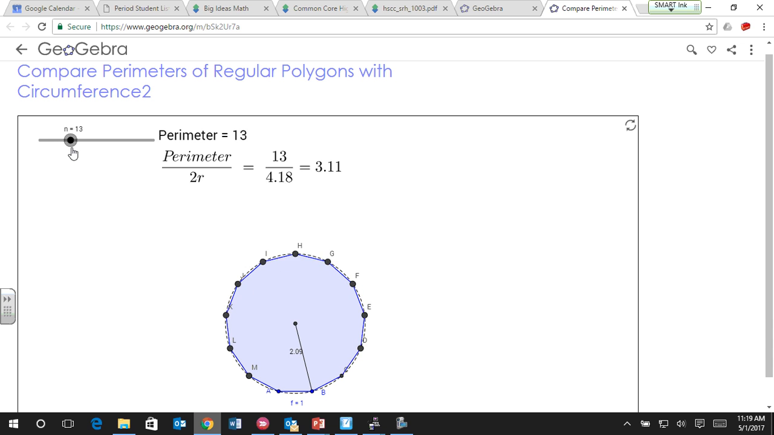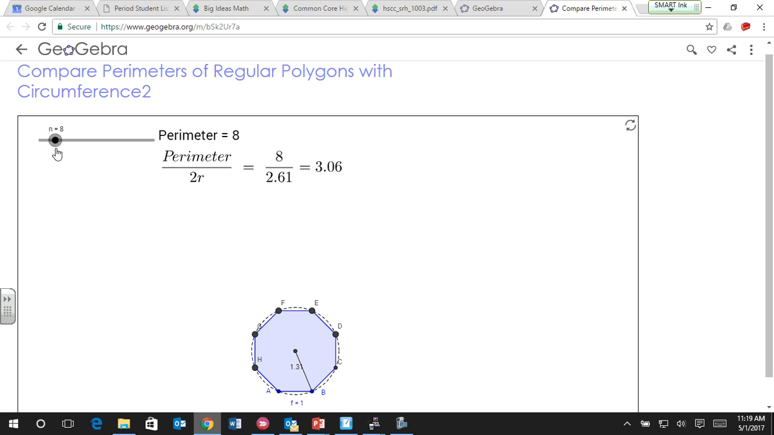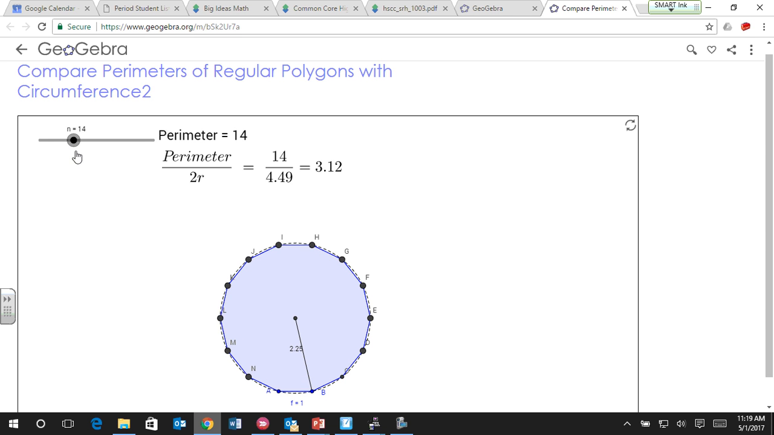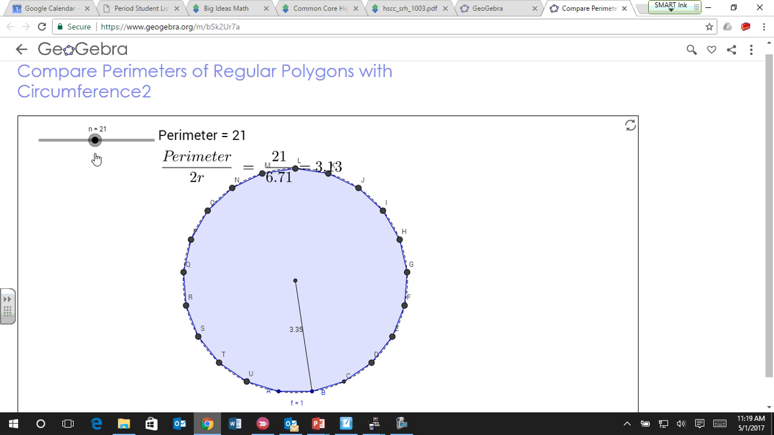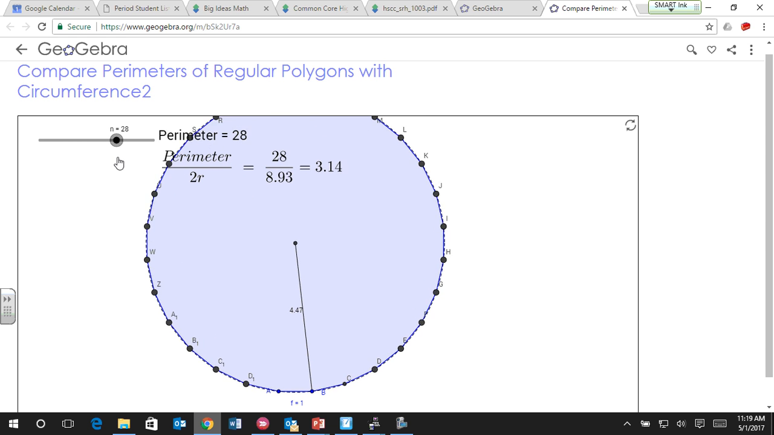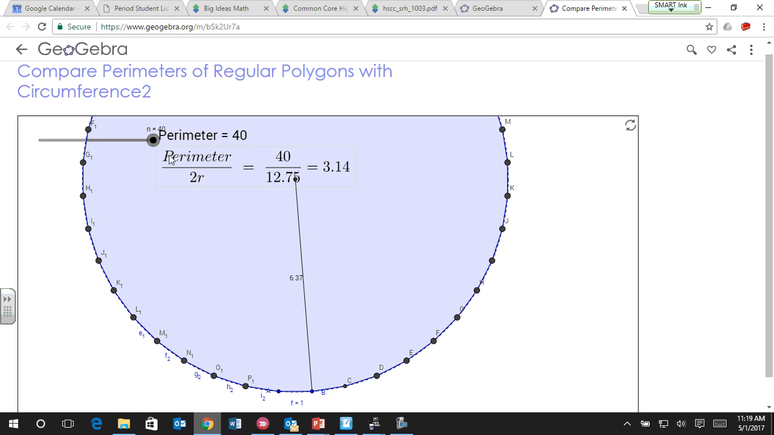Getting more sides, and they're getting closer and closer to the circle, aren't they? Closer and closer and closer to the circumference. And watch what happens when I take the perimeter of this figure and divide it by 2 radii. 3.1, 3.11, 3.12, 3.13, and suddenly we're getting close. Now we're at 3.14 when we're at 28 sides, and we stick with 3.14. And see how close those sides are to the actual arc of the circle.